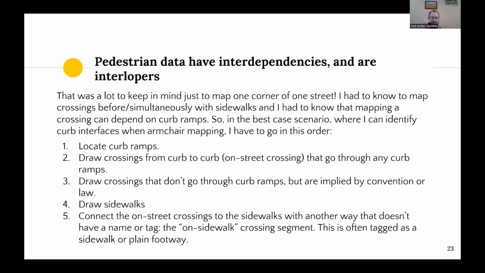I have to know where the curb ramps are. I have to draw crossings from curb to curb that go through the curb ramps. I need to draw crossings that don't go through curb ramps. I need to draw sidewalks, and then I need to make sure those sidewalks are connected to all of my crossings properly for the on-sidewalk segment. Next slide, please.